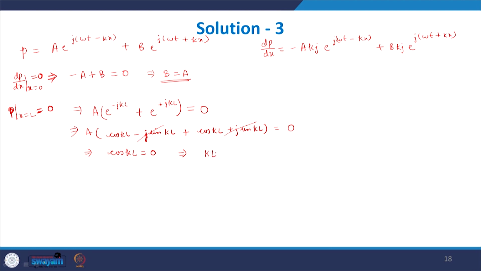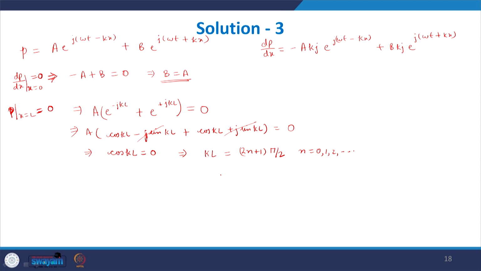When will the cos function be 0? At the odd multiples of pi by 2. So this is going to be the condition: kL equals (2n plus 1) pi by 2, where n starts from 0, 1, 2, 3 and so on. So at n equals 0 we have pi by 2 as the first solution, and then we continue.